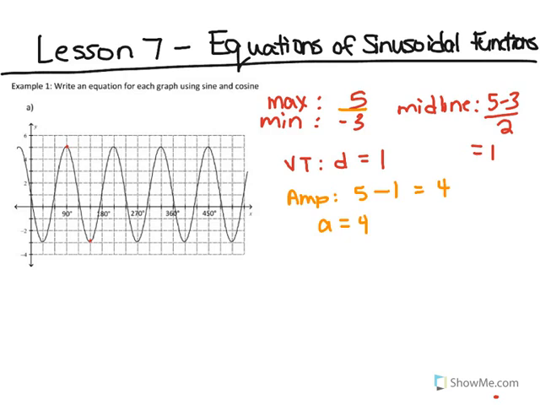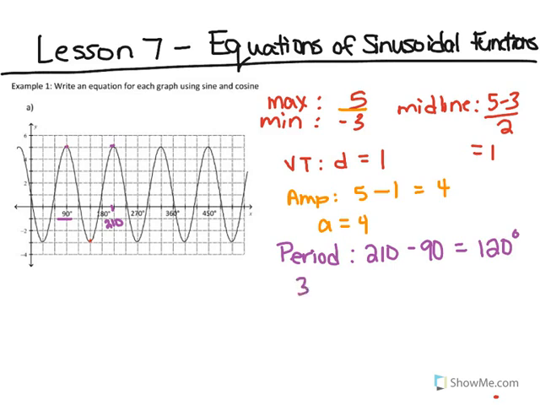Next we're going to find our period length. So our period would be from this maximum to this maximum, so it's 90 degrees, and what's it going up by, 30s? It looks like it's going up by 30s. So this is 210, so 210 minus 90 degrees is 120 degrees. So the period length for the function is 120 degrees.